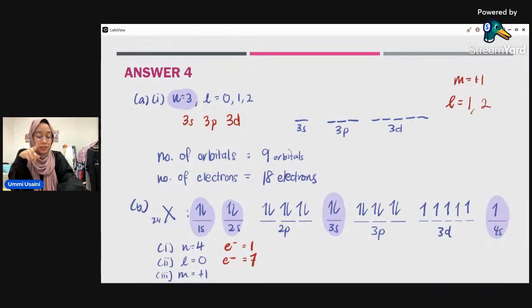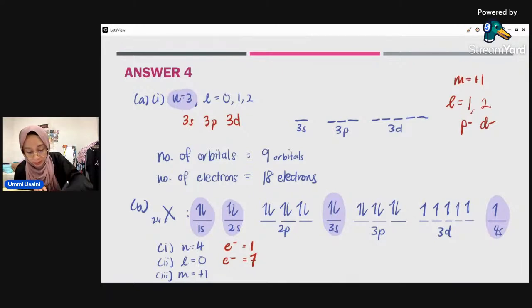Jangan lupa. Okay, sebab kalau L equals to 2, kita ada negative 2, negative 1, 0, positive 1, and positive 2. So, when L is equals to 2 pun sama juga. Okay, masih lagi ada possibility untuk kita dapat positive 1, value M equals to positive 1. So, 3 pun ada, 4 pun ada, 5 pun ada, and so on. Okay, tapi let's just focus with L equals to 1 and 2 because when L is equals to 1, bermaksud dia merujuk kepada P orbital. When L is equals to 2, dia merujuk kepada D orbital. And we have both P and D orbitals dalam ni.